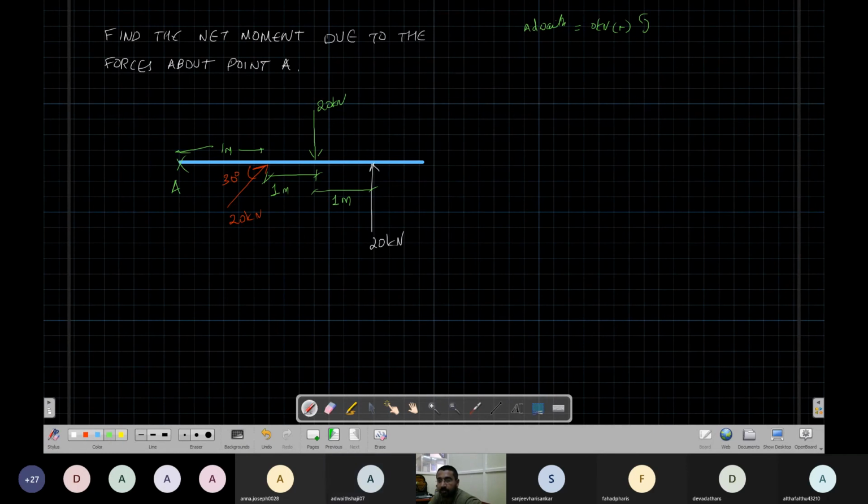So the answer is still only 30. Sir, 30. Adina is also 30. What is the direction, positive or negative? Positive. So that means anti-clockwise. Any other answers?